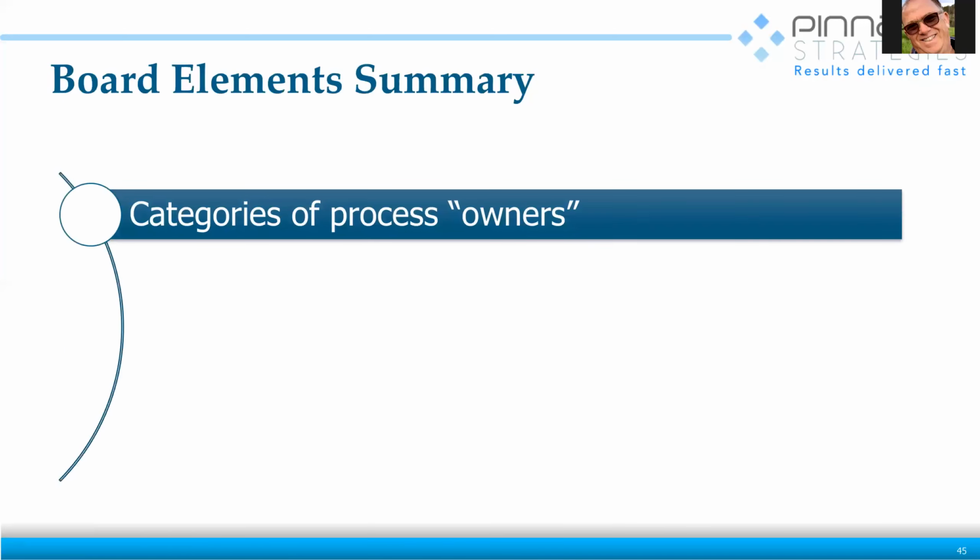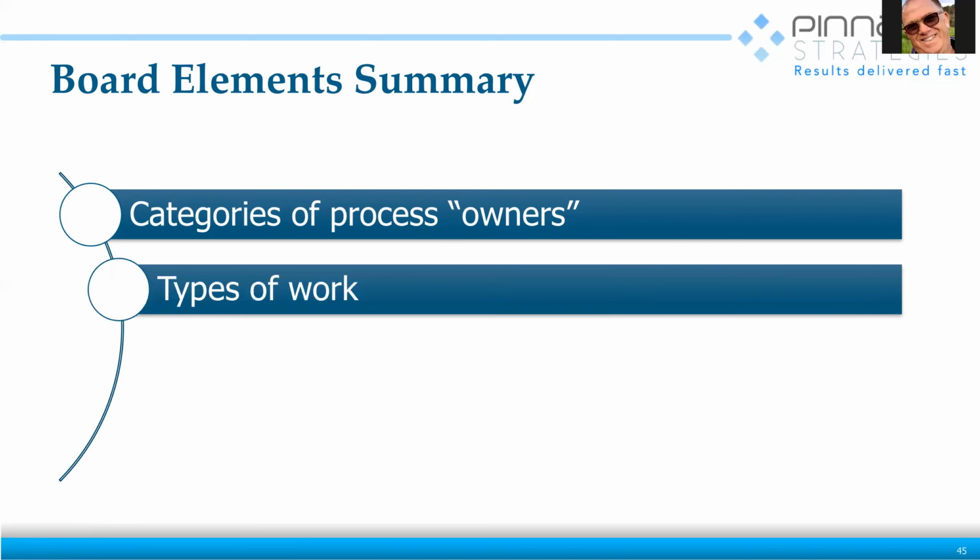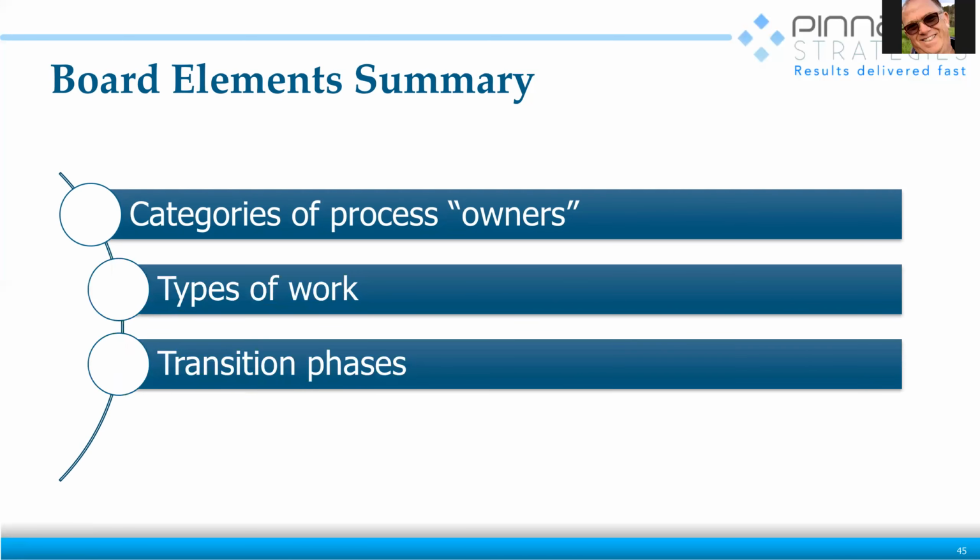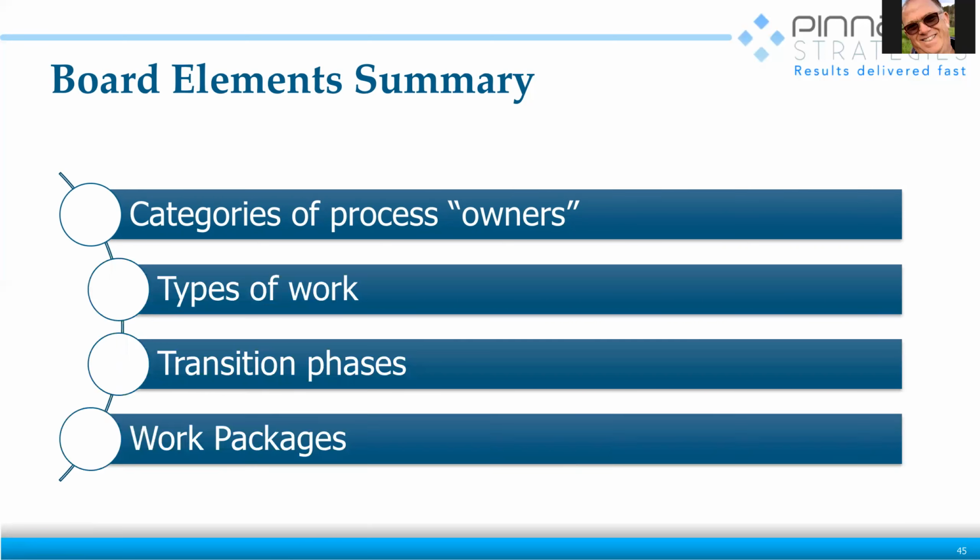So what's in a board, right? You've got the categories of the process, the owners. You have the types of work. You have transition phases, and you have the work packages. And those are the four basic elements of the board.